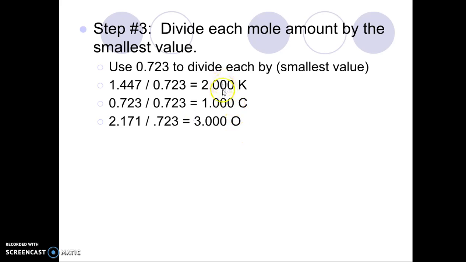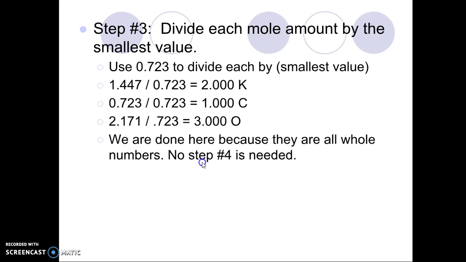And you'll notice that I get whole numbers of 2, 1, 3. And I'm going to keep it in that order. And that's my formula. K2CO3.